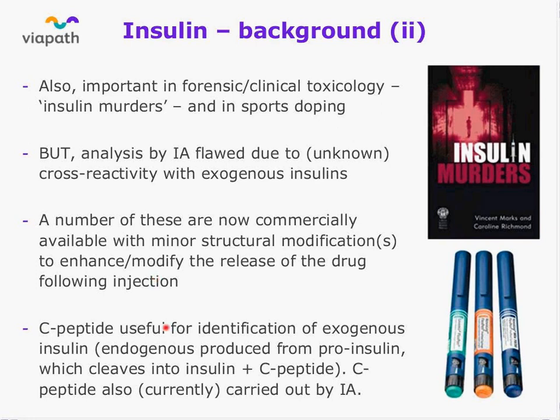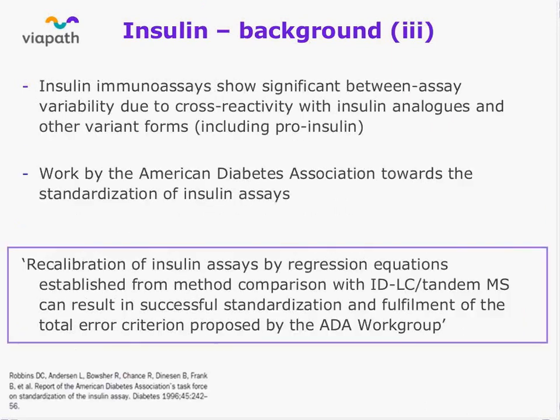Fortunately, with the immunoassay, you can use the C-peptide. So insulin, as you'll see, is produced as proinsulin. It's then cleaved into the insulin and the C-peptide. And so the use of the C-peptide, again, also currently carried out using an immunoassay, is useful to help identify exogenous insulin administration, because you can use the insulin to C-peptide ratio, seeing that the exogenous insulins that are available don't have the C-peptide. So use of that ratio is sometimes diagnostic for evidence of exogenous insulin administration.